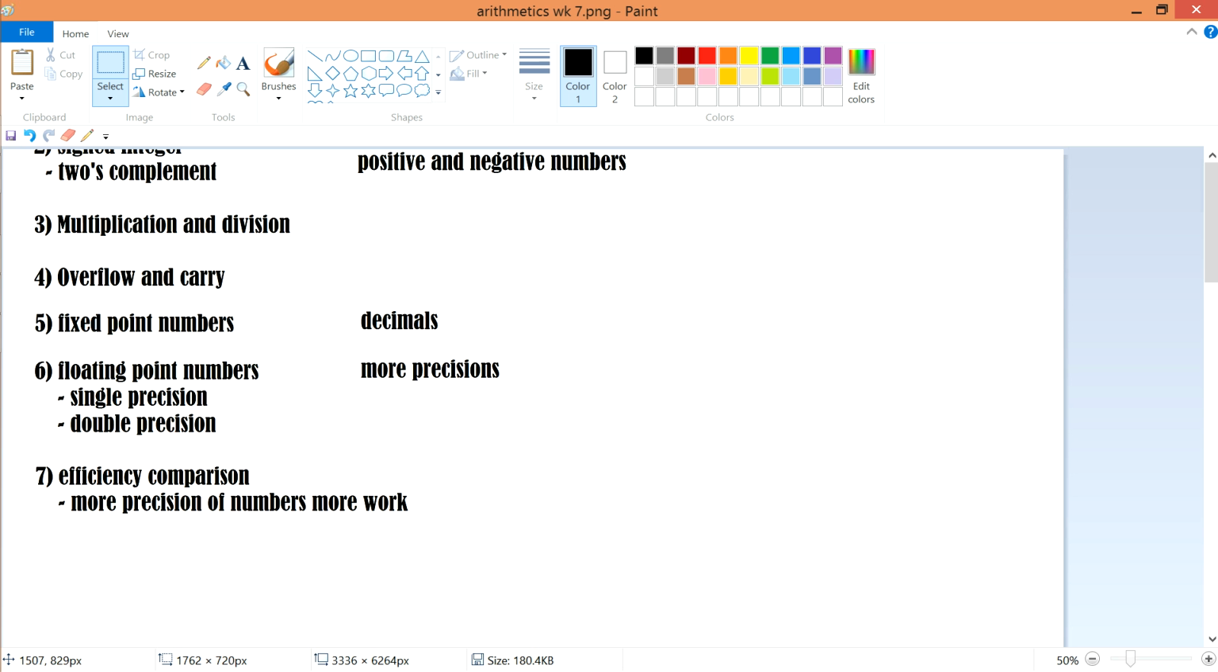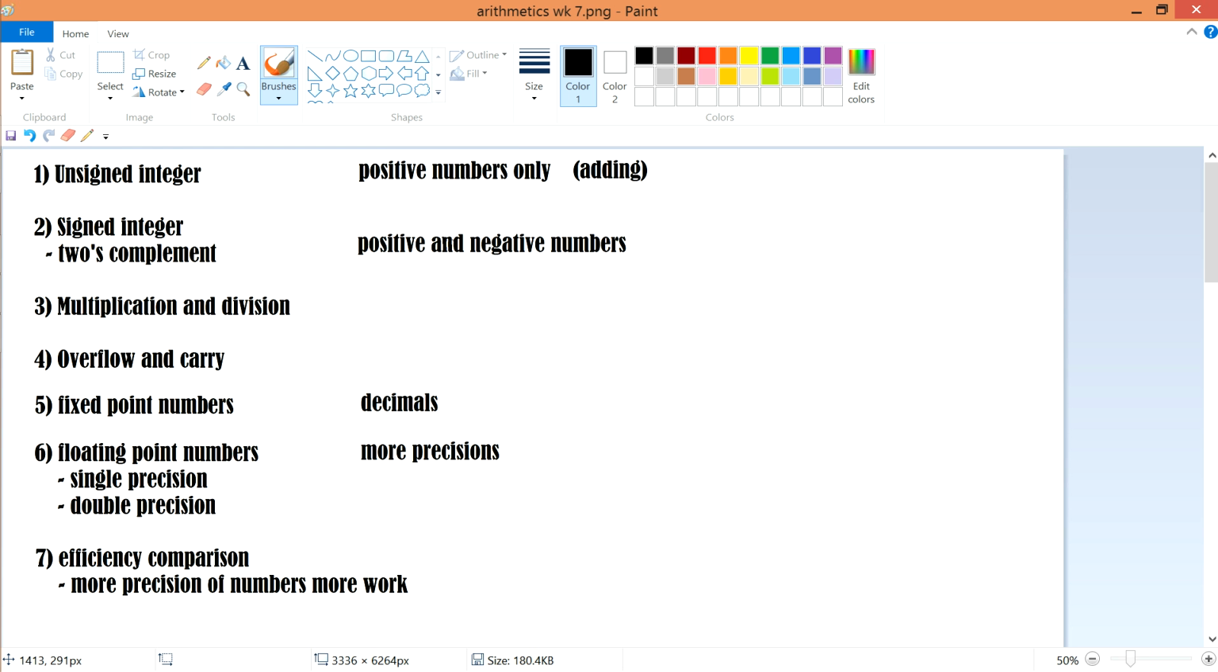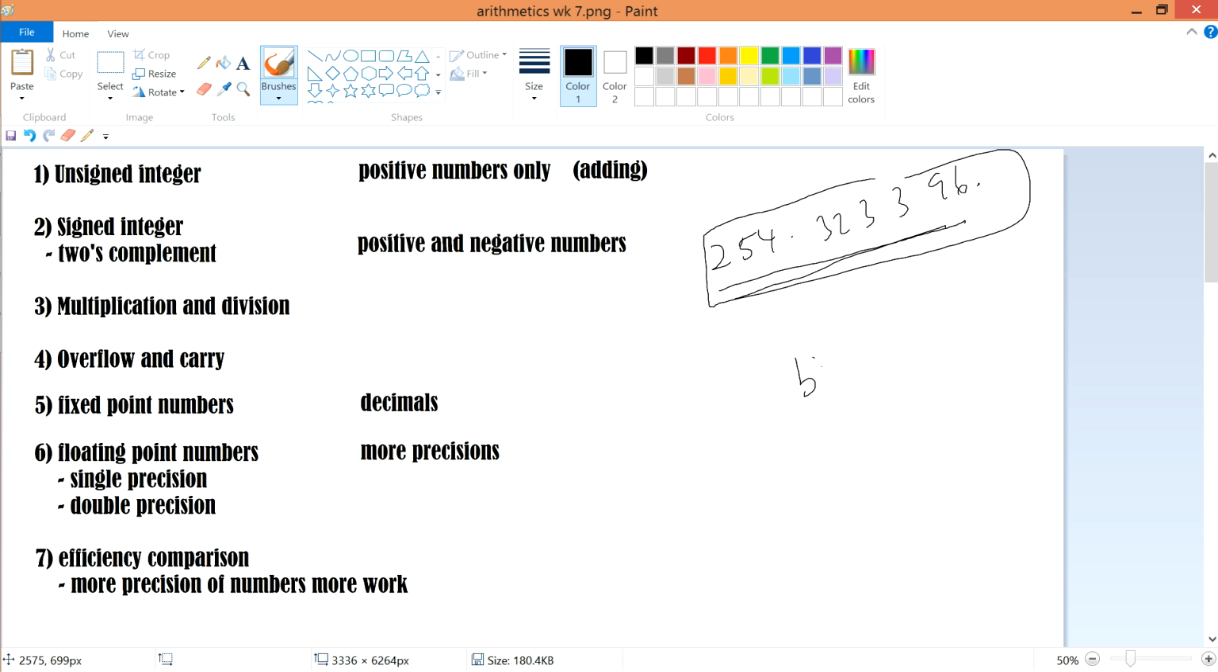But anyway, a brief summary of the upcoming videos is that we'll introduce you to unsigned integers, signed integers, and all these stuffs. The more we go in, the more you'll get to represent your values. For example, if you have 254.323396, this particular value is very hard to represent and store, requires a lot of data and many bits to actually represent. Because there are many decimals and much precision, the more you go, the more bits you require.